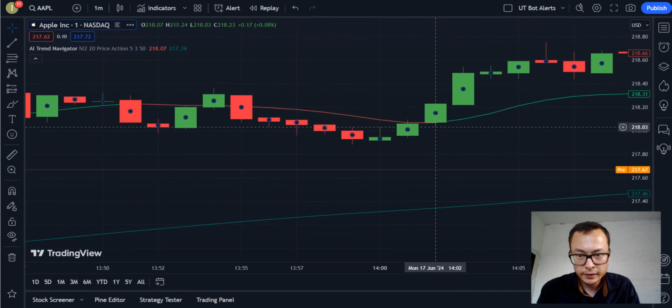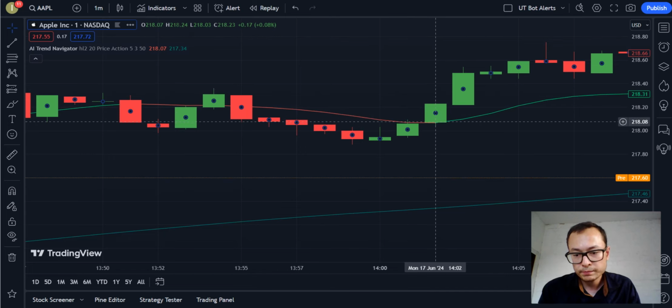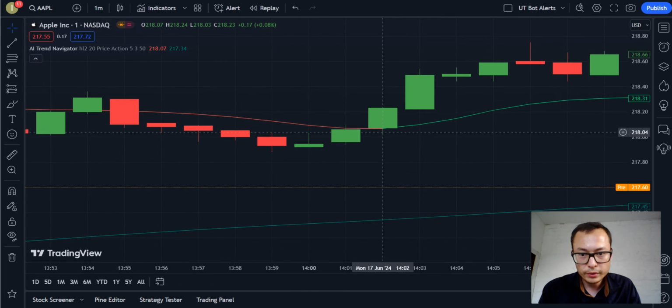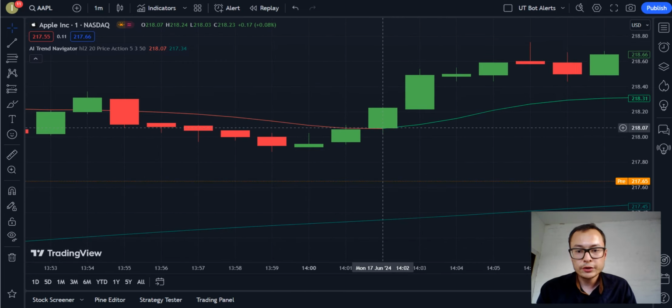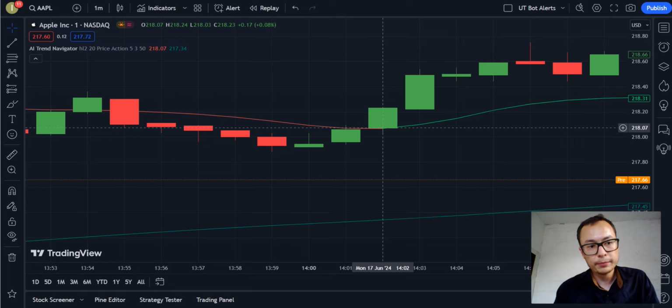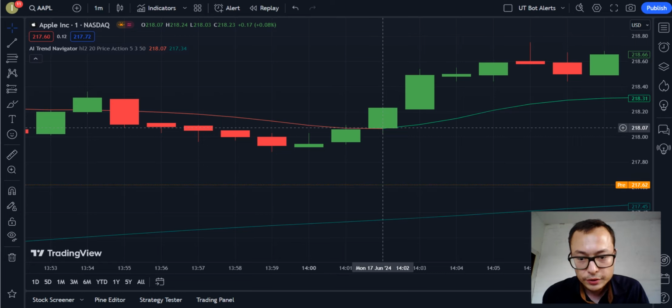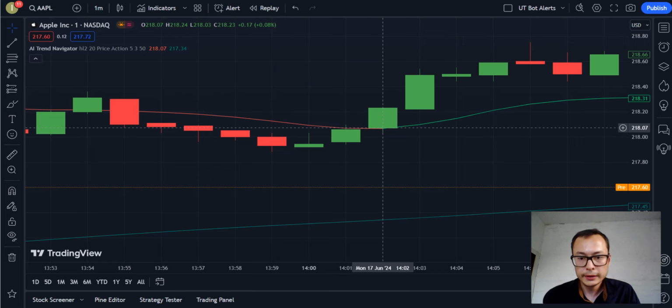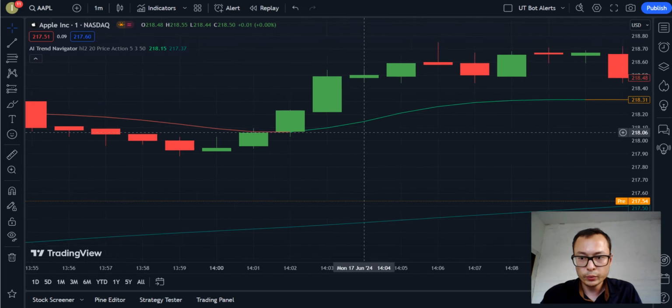So we wait and wait until 2:02 p.m. At 2:02 p.m., the AI Trend Navigator indicator turns green, and it predicts an upward trend in the price of the Apple stock, so it will increase. So at 2:02 p.m., we would buy the Apple stock again, and we would buy it at $218.07.